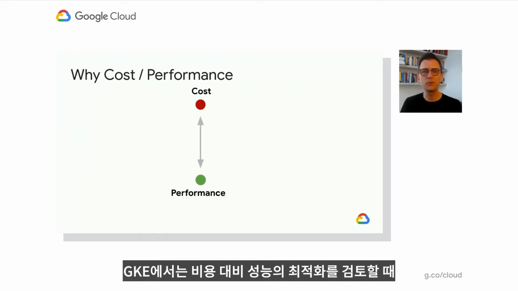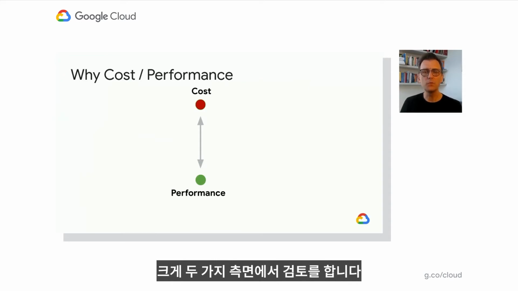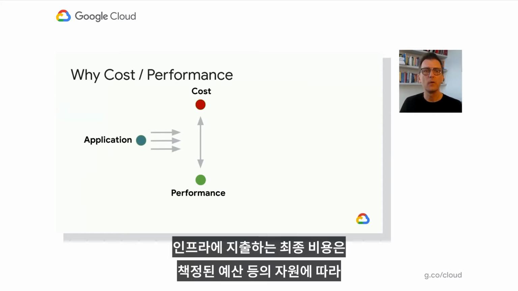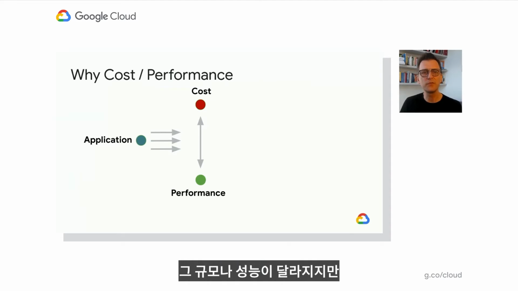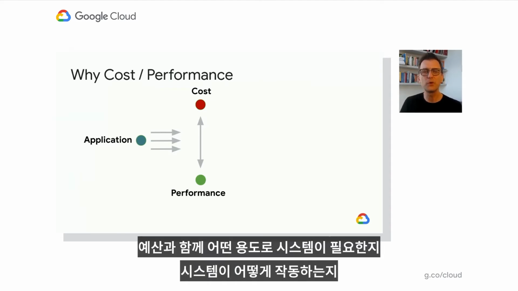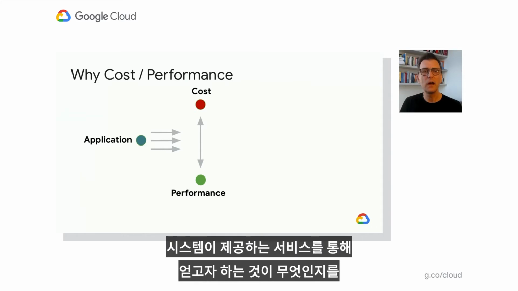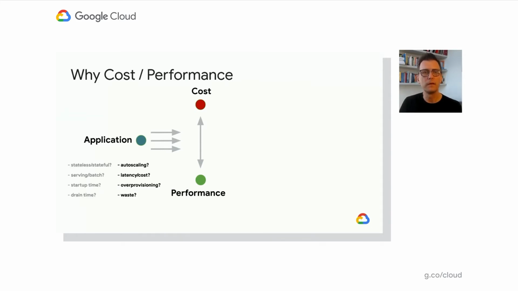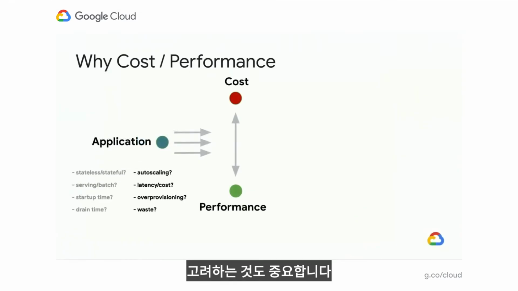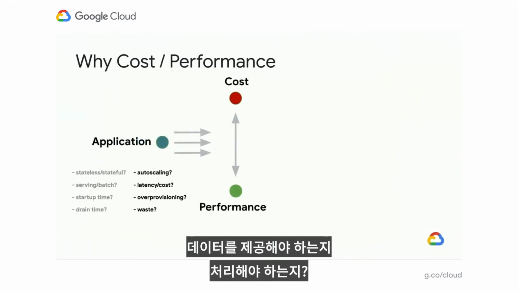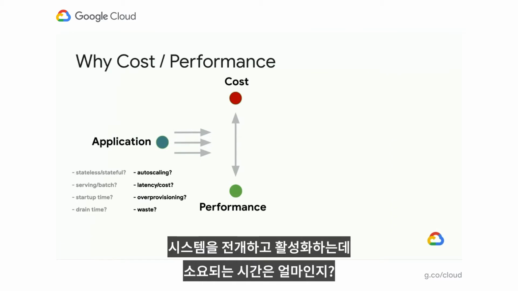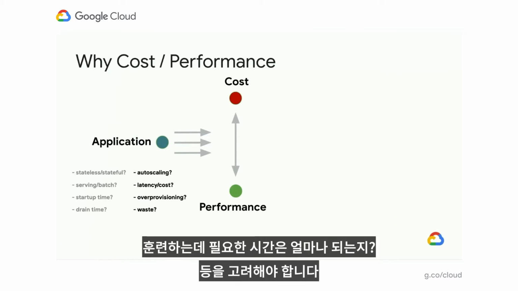When we talk about cost to performance optimization on GKE, we mention the two dimensions for a reason. While the ultimate amount of your spend on the infrastructure depends on the provisioned resources, it is important to understand your application, how it operates, and what you expect from the service it represents. So is your application stateless or stateful? Is it serving or data processing? How long does it take to start from deployment to active? And how much time does it need to drain?